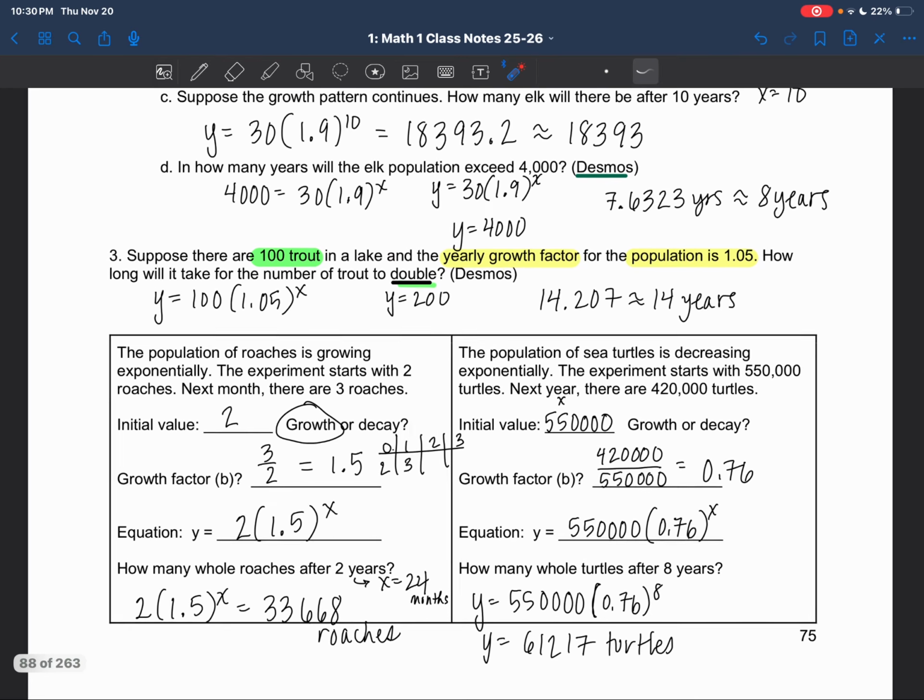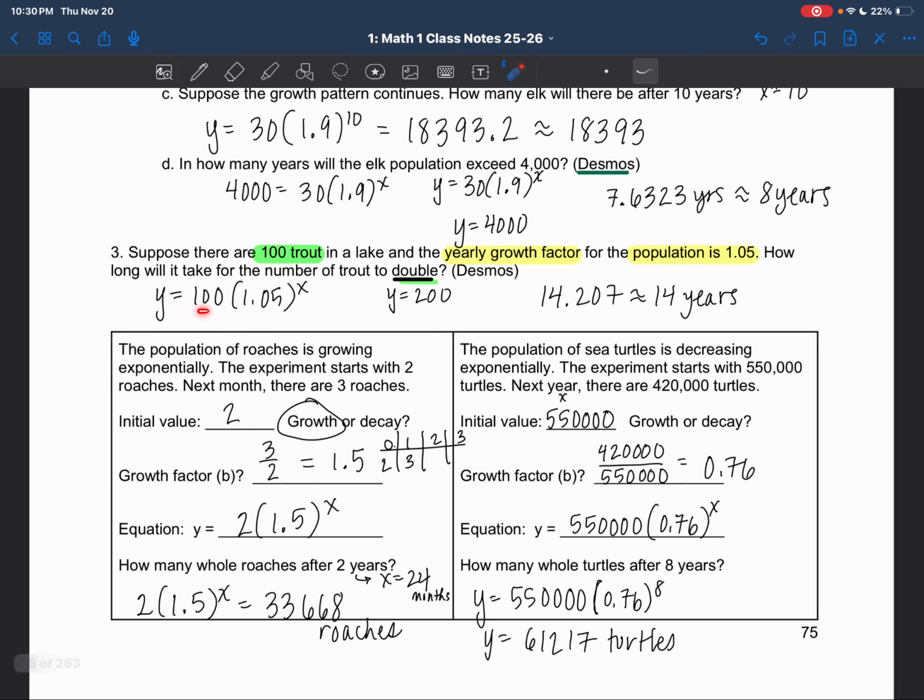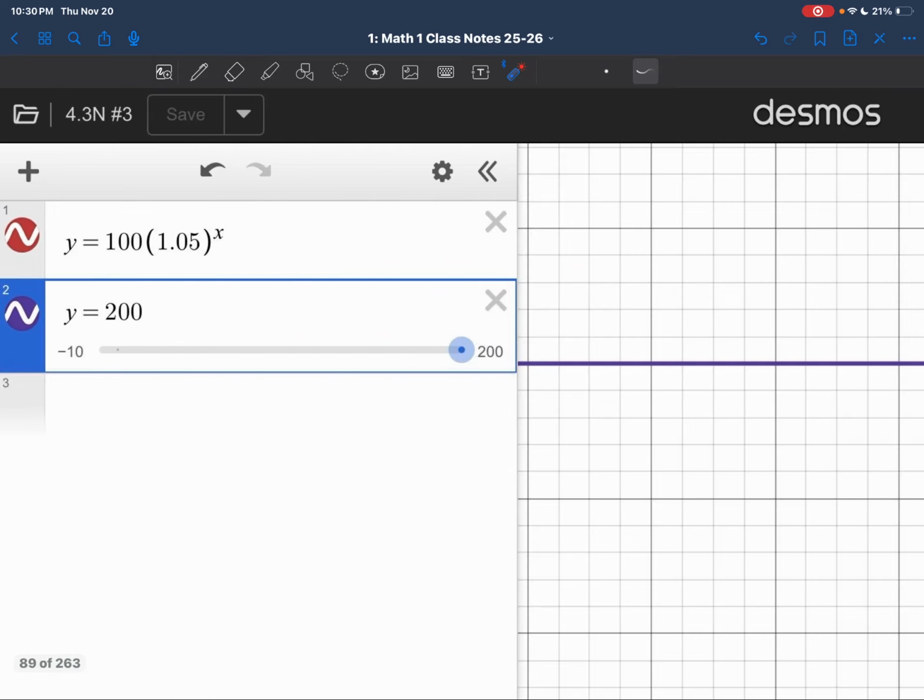All right, so now we're starting with 100 trout, and the yearly growth factor for the population is 1.05. And so x is going to be the amount of trout that we're looking for. And we're looking how long will it take for the number of trout to double. So to double, if we started with 100, to double would be 200. So what we're going to do is we're going to first enter in this equation, and then we're going to enter in this equation, and I'll show you my example here.